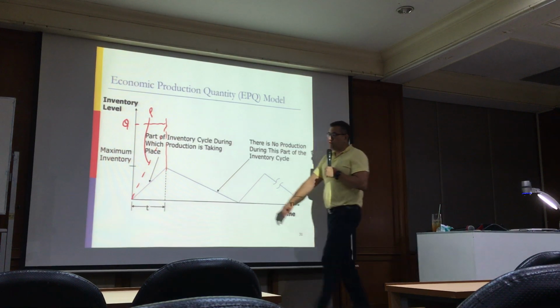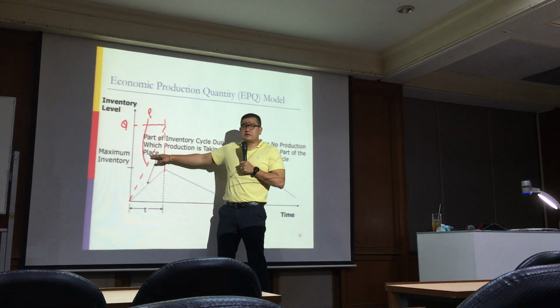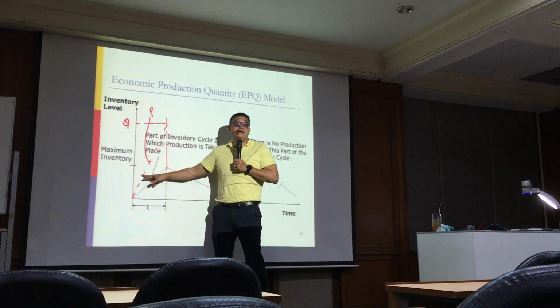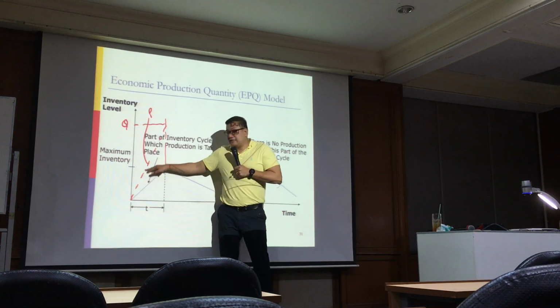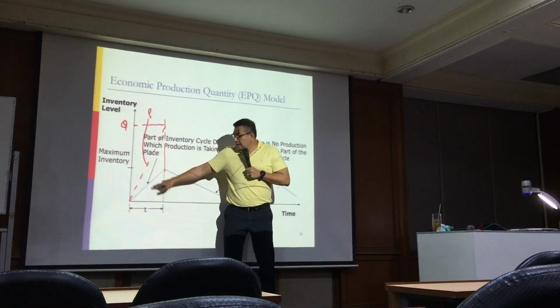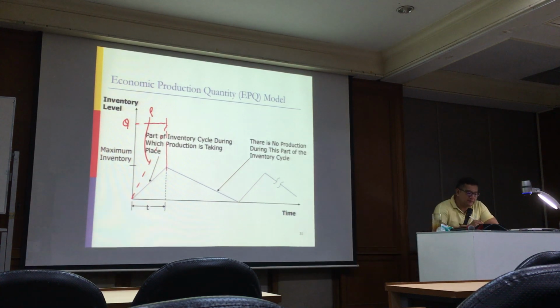But since we produce at P rate, and at the same time we also serve the demand equal to D rate, the inventory is not the dashed line, it is going to be this line. This line is the inventory that is building up. The slope, I can say, is P minus D.